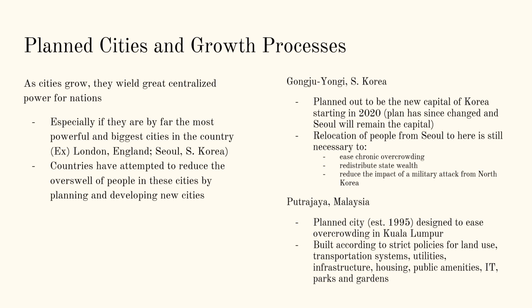But you also have another city known as Putrajaya that is in Malaysia. This is another planned city, about a 30-year-old city at this point. It was designed to ease overcrowding in Kuala Lumpur, which is the biggest city by far in Malaysia at this point. And this was really built according to a lot of different central planning, with strict policies in land usage, transportation systems, and utilities, to make sure that this particular city might be able to cut down on some of the issues that other cities face. All of those things were thought through as they go here.